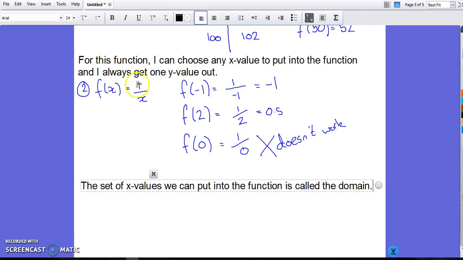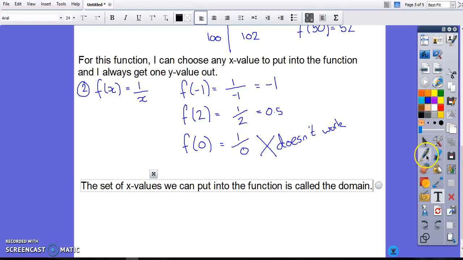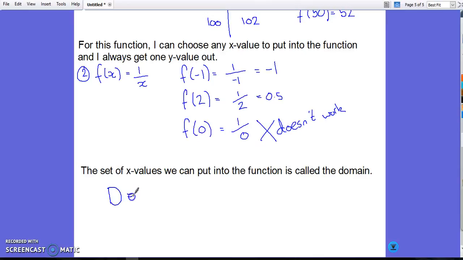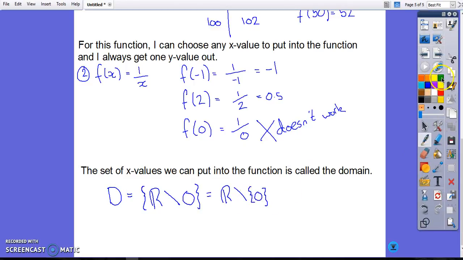So for this function, we can write the domain as D is equal to all of the real numbers without 0. And in some books you might see this written as R without 0, like this. These mean exactly the same thing.